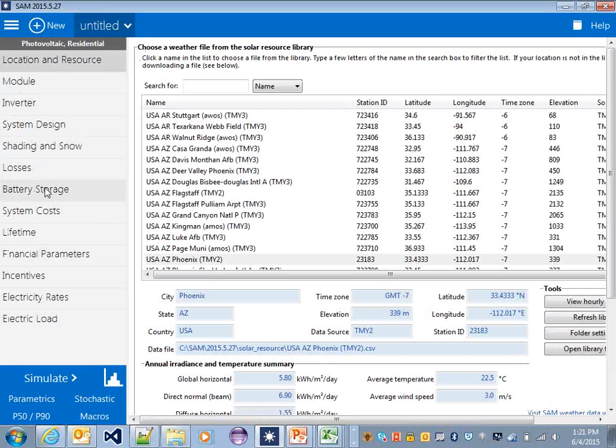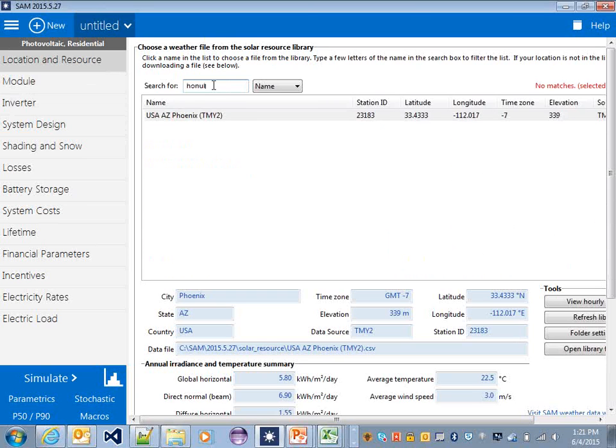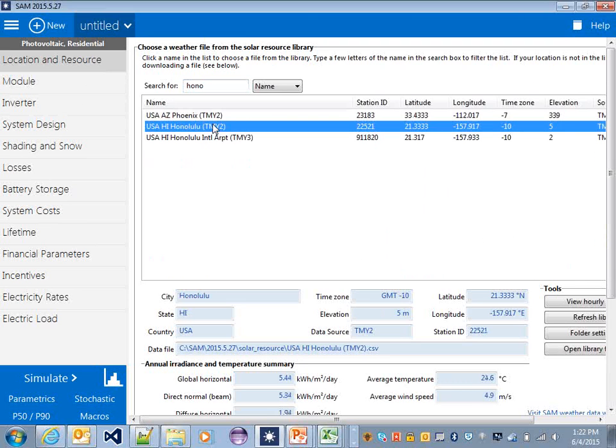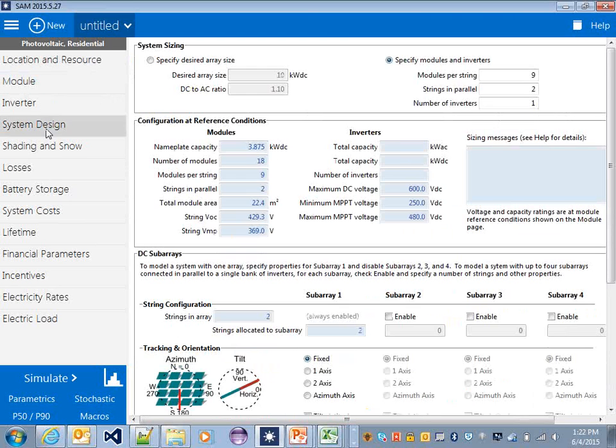And as you see here in the left screen, there's now this battery storage tab. We'll just walk down this list, not getting into too much detail, just the bare minimum things that we'll need. So we'll set up the system for Honolulu weather. We'll leave the module and inverter alone, which is going to result in about a 4 kilowatt-hour PV system. We're going to leave alone the shading and losses.